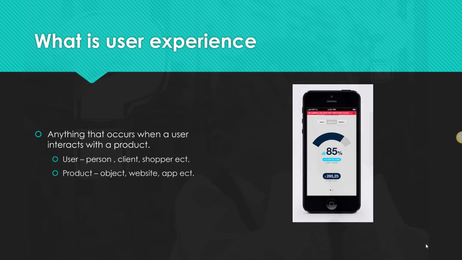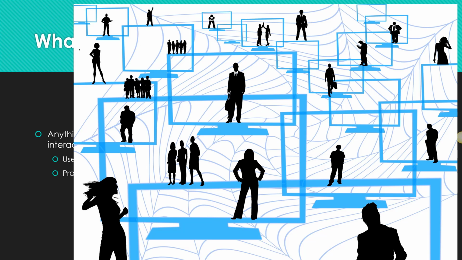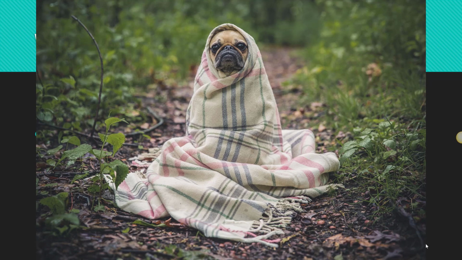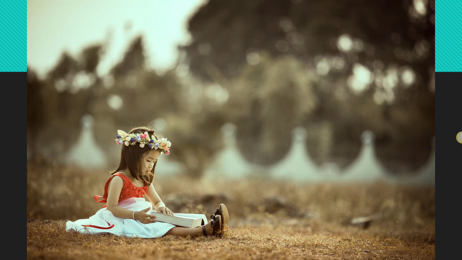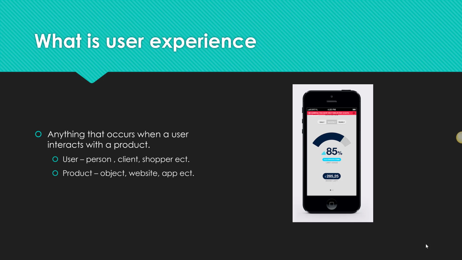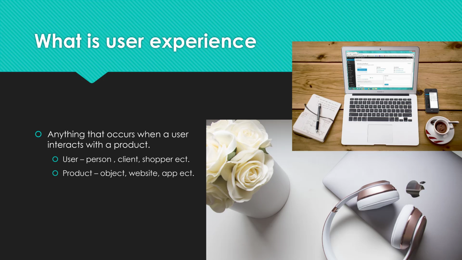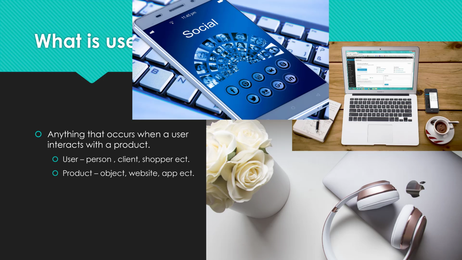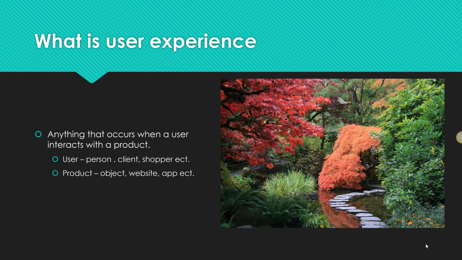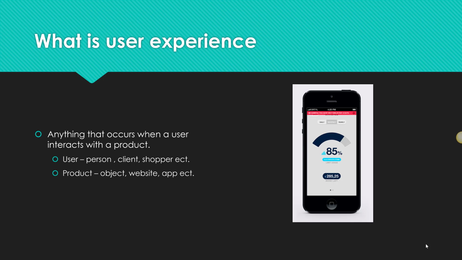So what is user experience? First of all, it's anything that occurs when a user interacts with a product. User being the person, client, shopper, etc. That could be a dog, it could be a 3-year-old. It depends on who your client is. The product can be anything that someone interacts with, from objects, websites, apps, to how a landscape or a garden moves people through it.